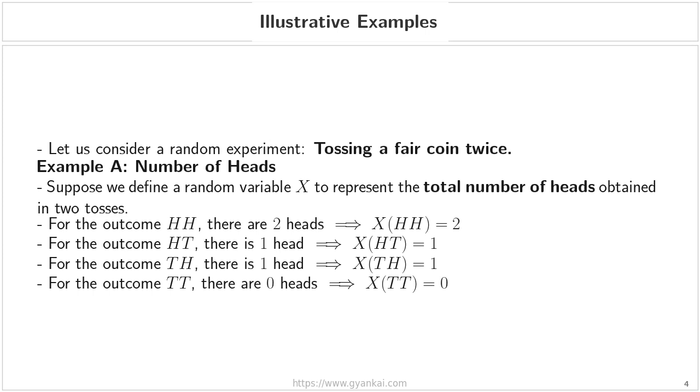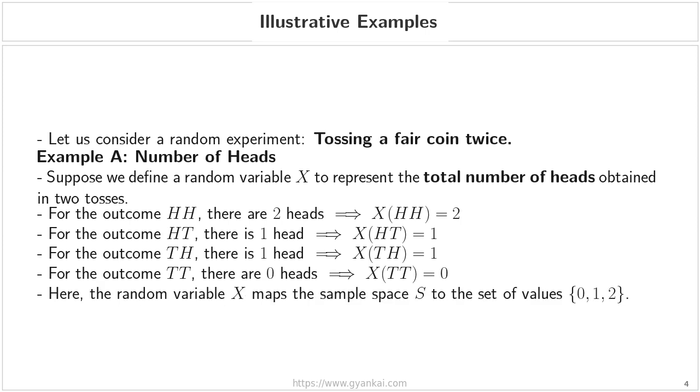If we get the outcome heads heads, we count 2 heads, so x of heads heads equals 2. If we get heads tails, we have just 1 head, so x of heads tails equals 1. Similarly, for the outcome tails heads, we also have 1 head, meaning x of tails heads equals 1. Finally, if we get tails tails, there are 0 heads, so x of tails tails equals 0. Notice what happened here. The random variable x has taken our qualitative outcomes and mapped them to a specific set of numerical values, specifically, the set containing 0, 1, and 2.